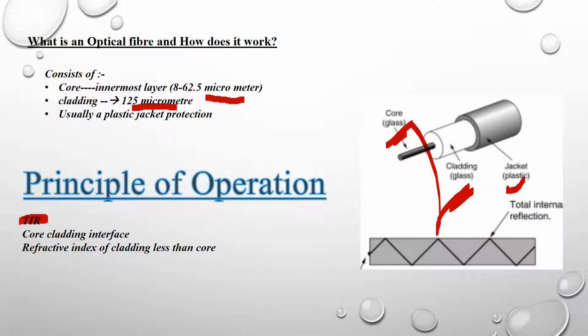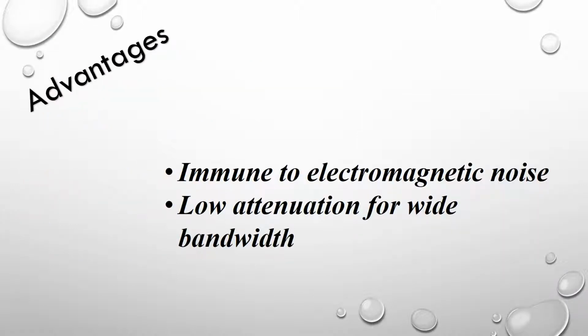It occurs at the core-cladding interface when the refractive index of the cladding is less than the refractive index of the core. One more condition is that the angle of incidence of the light should be greater than the critical angle. Moving to the advantages, they are immune to electromagnetic noise and low attenuation occurs for wide bandwidth.